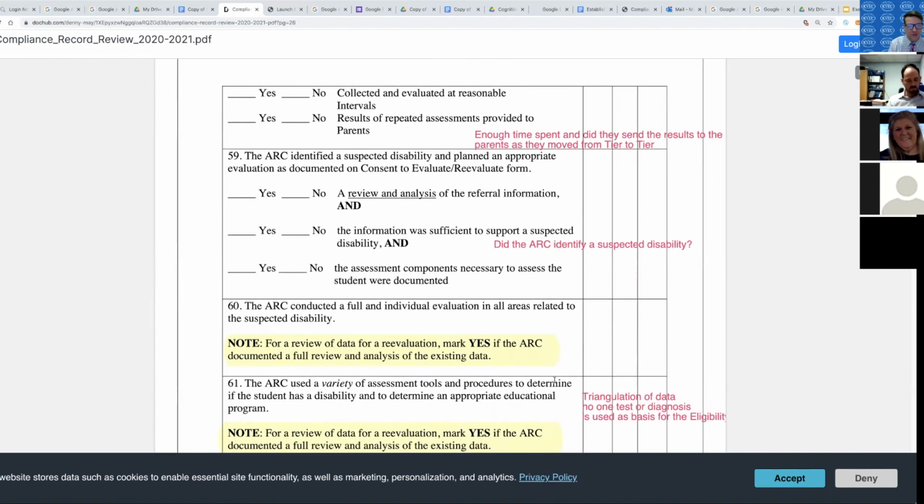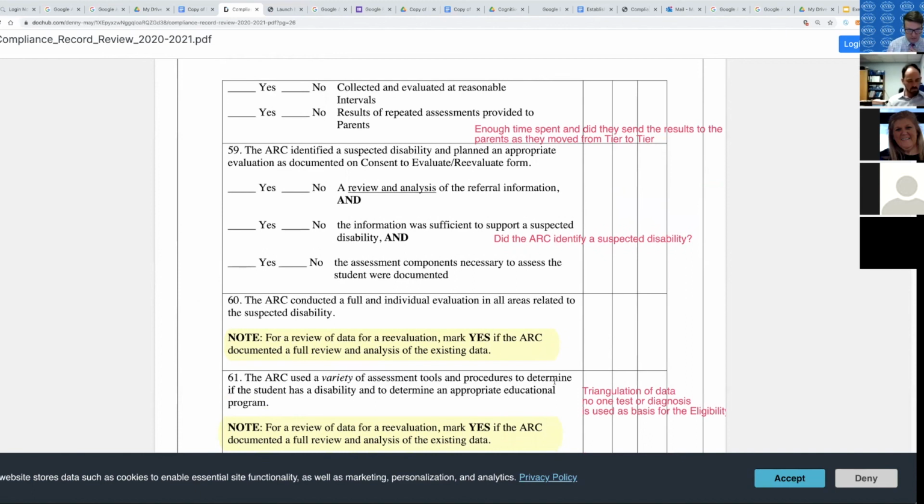59, the ARC identified a suspected disability and planned an evaluation as documented on consent to evaluate form. So we always want to identify the suspected disability and document that in the conference summary. And then we want to have that evaluation planning form and that consent to evaluation form prior to any kind of testing that we were going to do. A review and analysis of the referral information occurred, and the information was sufficient to support a suspected disability, and the assessment components necessary to assess the student were documented.